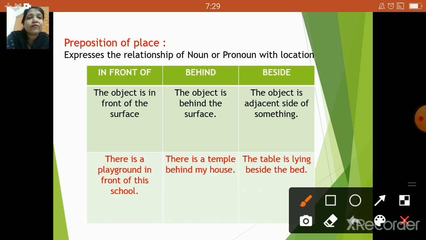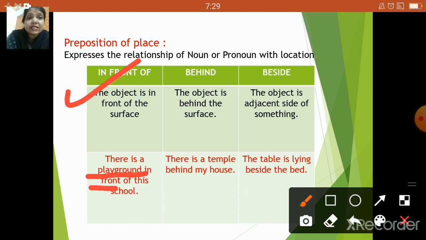In front of. In front of means something is in front of something. So this object is in front of the surface. Example: there is a playground in front of the school. That means the playground is located in front of the school.